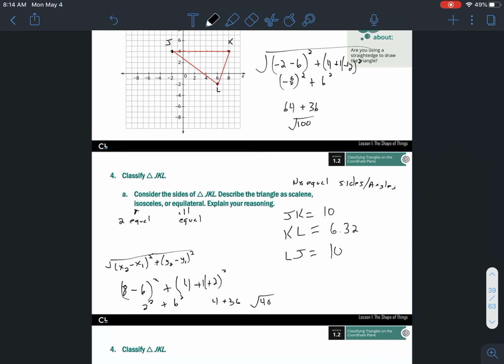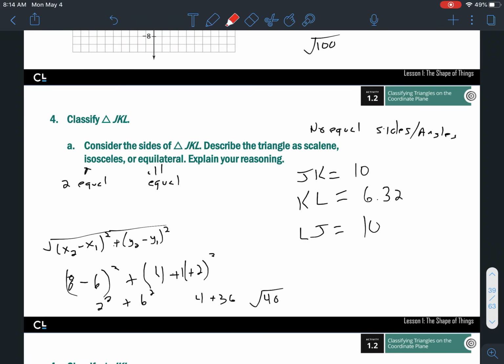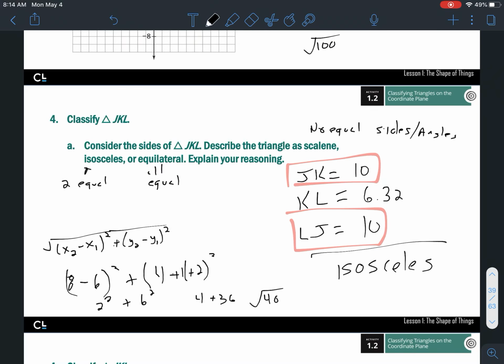So from looking at this, we can see that since side JK and LJ are the same length, we know right away that this will be an isosceles triangle. And that is your answer.